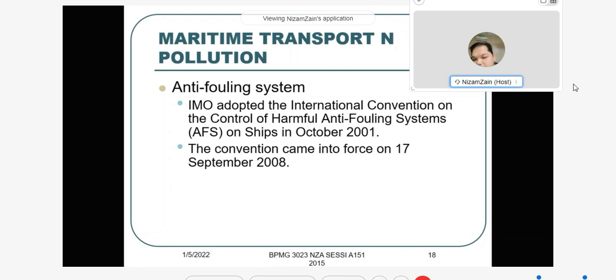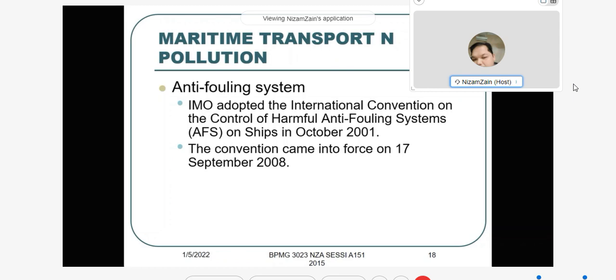In this convention, there are rules and procedures: the sort of chemical being used, and the process that you need to follow to deal with the residual of anti-fouling. In those days, when you used anti-fouling, they released the residual of AFS to the sea, but now you need to manage it so that whatever is released to the sea is clean and safe to the microorganisms. So the convention is detailed about it, right?